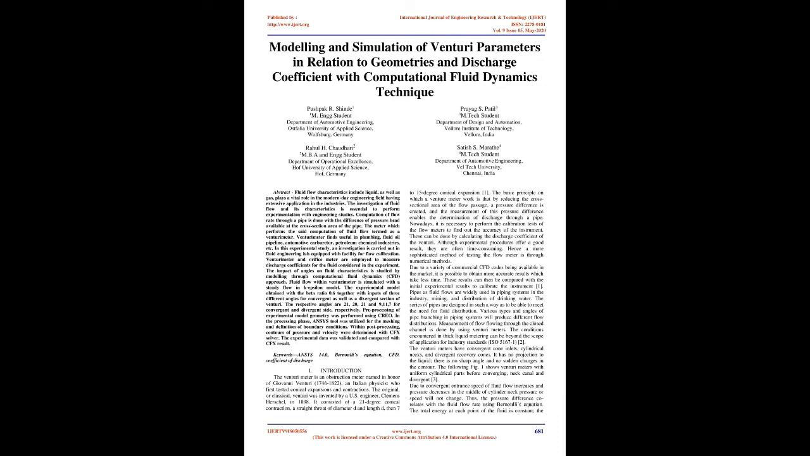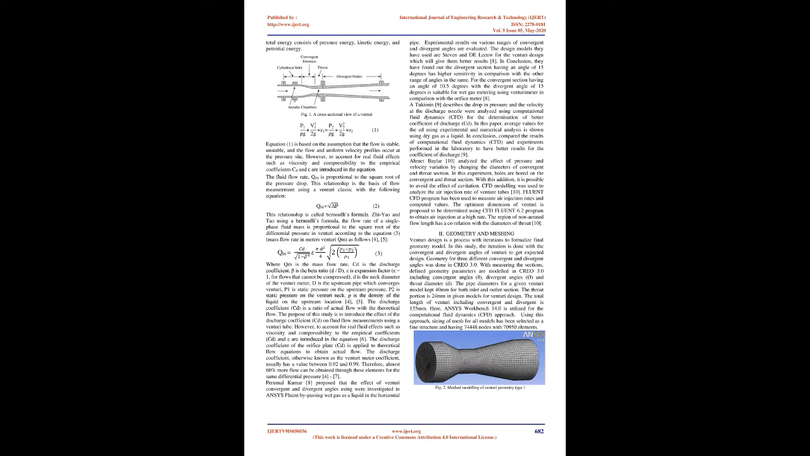The basic principle on which a Venturi meter works is that by reducing the cross-sectional area of the flow passage, a pressure difference is created, and the measurement of this pressure difference enables the determination of discharge through a pipe. Nowadays, it is necessary to perform calibration tests of flow meters to find out the accuracy of the instrument. These can be done by calculating the discharge coefficient of the Venturi.